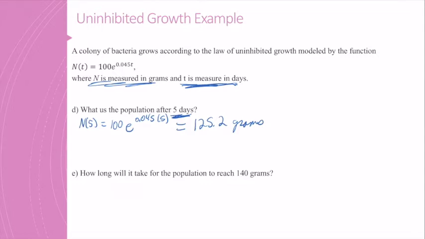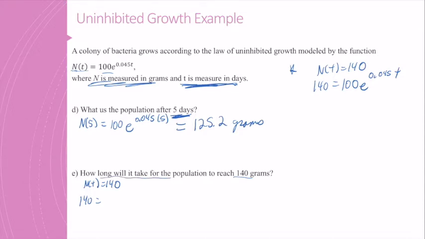Now, what if I wanted to know how long it would take for my population to reach 140 grams? I want to know, when does n of t equal 140? I'm going to solve this by setting 140 equal to my function and solving for t. I'm going to do that up here because it takes quite a few steps. So 140 equals 100 e to the 0.045 times t, where t is my time. I'm trying to figure out how many days it will take for my population to reach 140 grams. The first thing I'm going to do is divide both sides by 100.